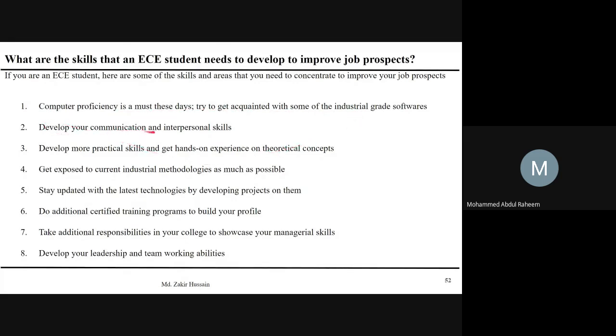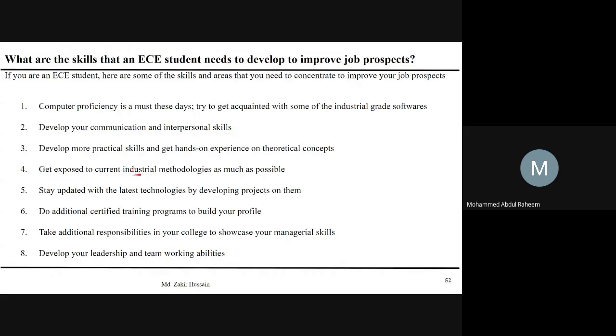Develop your communication skills and interpersonal skills. Try to speak. Don't hesitate. Don't be shy. Develop more practical skills. Don't be bookish. Do a lot more practicals. Get the ICs, integrate them, test them, do it the practical way.